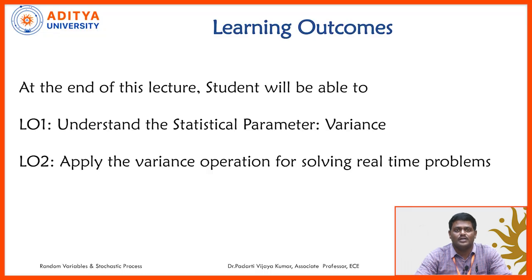At the end of this particular session, we will be learning two learning outcomes. First learning outcome is understanding the statistical parameter variance: what is variance, the mathematical definition and the significance of variance, and also the properties of variance. In learning outcome 2, we will apply the concept of variance for solving real-time example problems.